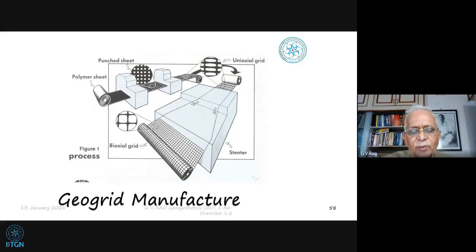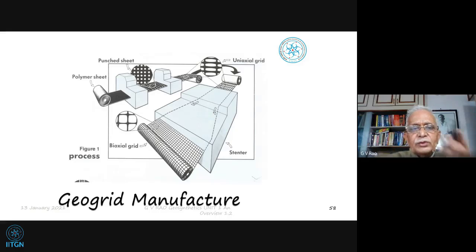And so this biaxial material will have more or less similar strength in both directions, both in the x direction and the y direction. Whereas when we talk of uniaxial geogrid, we find that the strength is more in the longitudinal direction. This is the long direction, the machine direction. So the strength is going to be more in this.